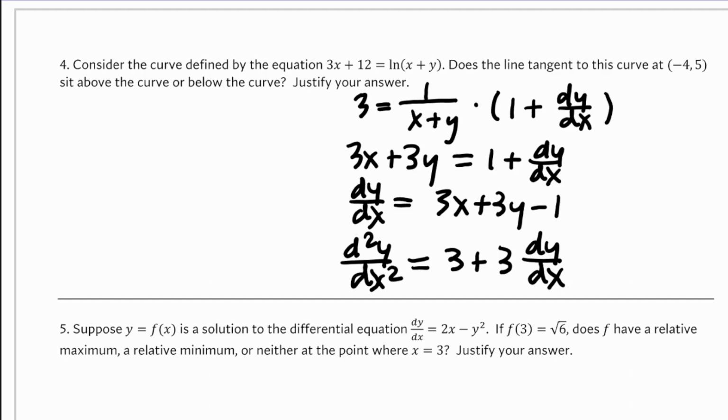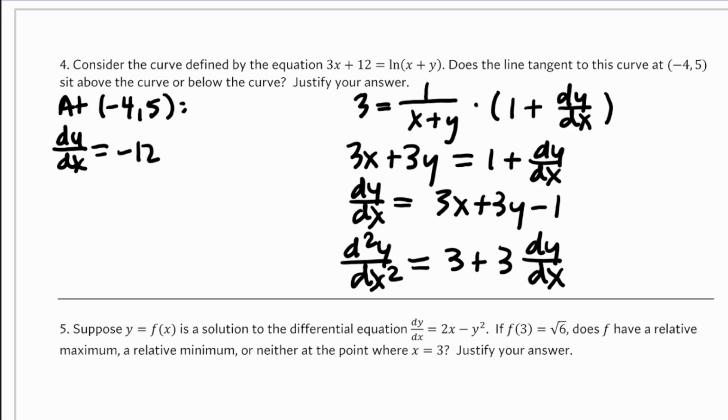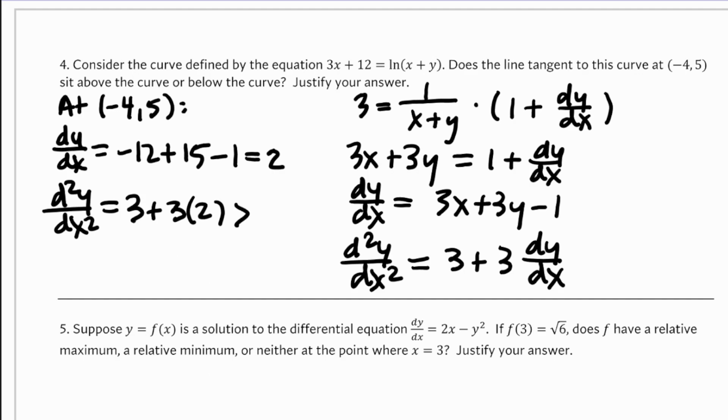Okay, at the point negative 4 and 5, dy dx is going to be 3x, so that's negative 12, plus 3y, that's plus 15, minus 1. Okay, so that's going to be 3 minus 1 is 2. And then the second derivative, that's going to equal 3 plus 3 times 2, which is certainly greater than 0.